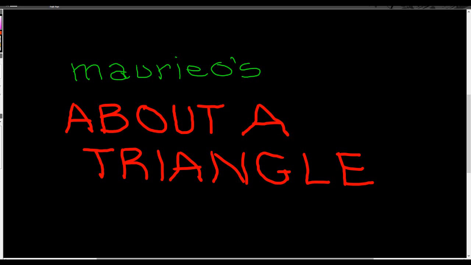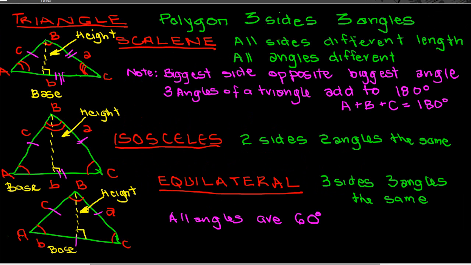Hello, Mario. In this video, I'm going to talk about a triangle. Triangles come in many shapes and sizes and forms. But in general, a triangle is a polygon with 3 sides and 3 angles.